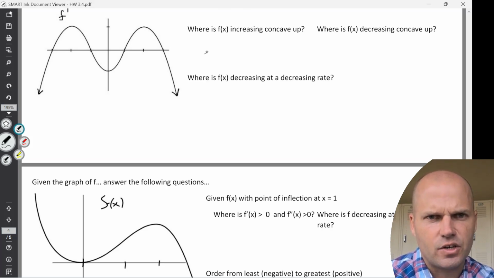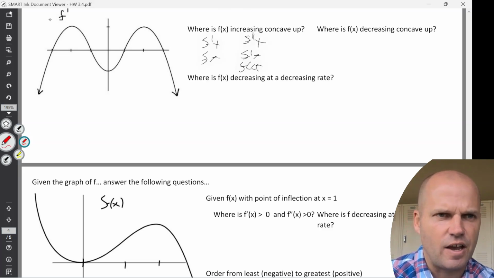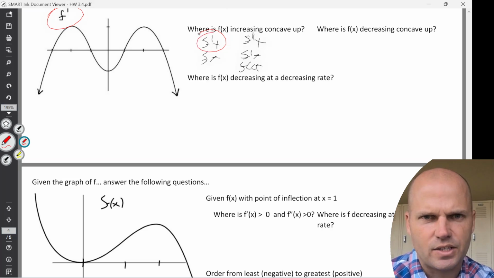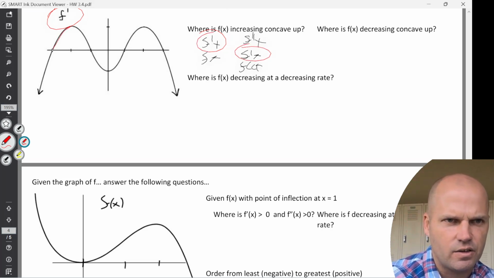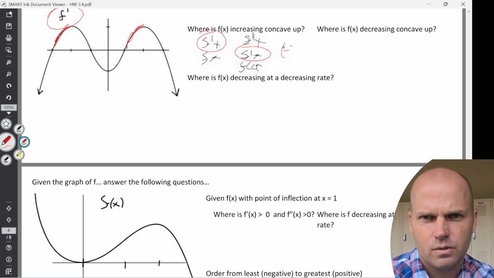All right, f increasing, f prime positive, f concave up, f prime going up, f double prime positive. Since this is f prime, look at when it's positive and increasing. Positive and increasing here, positive and increasing here. That's it. -3 to -2 and 1 to 2.